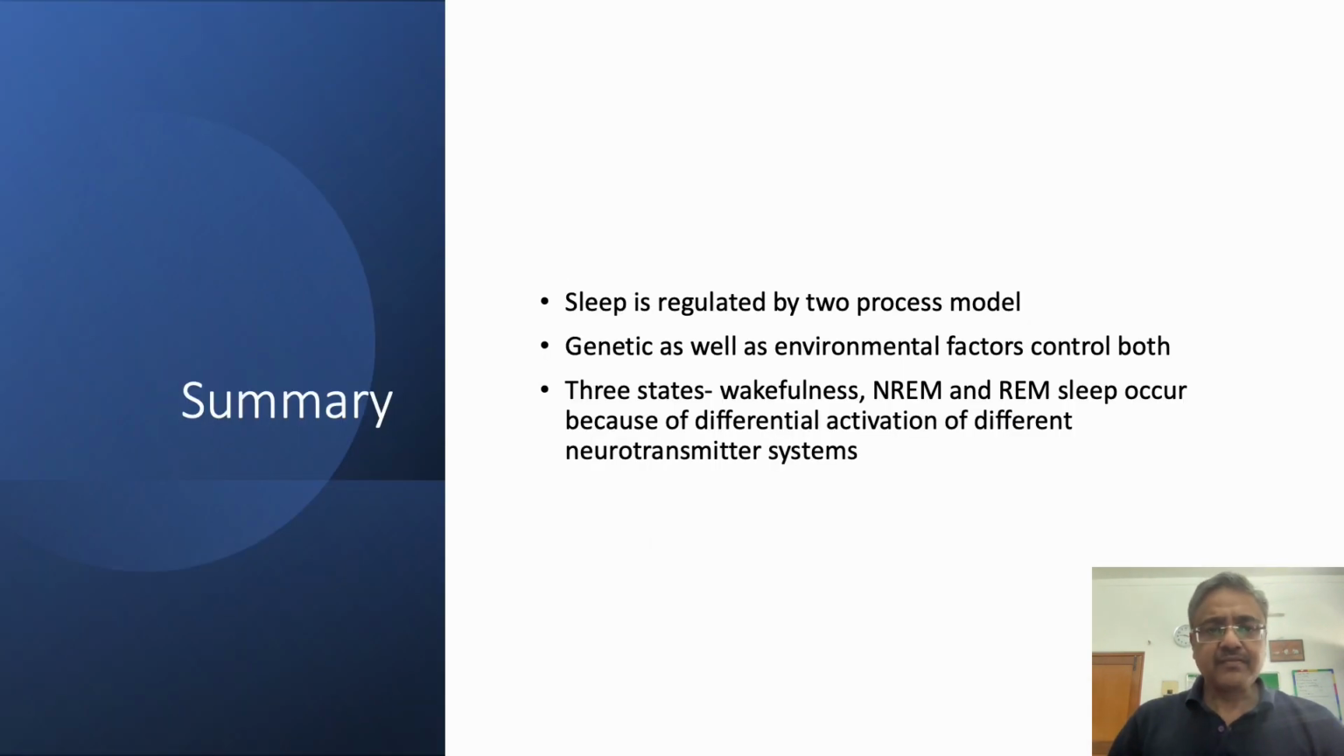So to summarize, sleep is regulated by a two process model. Both genetic as well as environmental factors control both processes, the homeostatic as well as the circadian process, and the three different states of sleep and wakefulness, that is wakefulness, REM and non-REM sleep, occur because of the differential activation of different neurotransmitter systems.